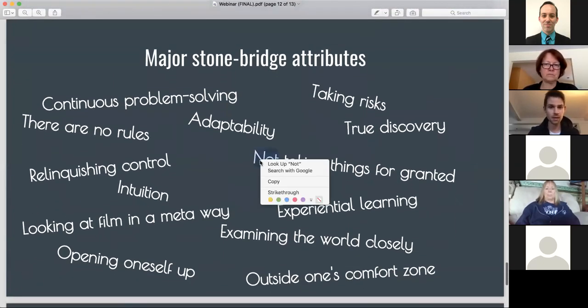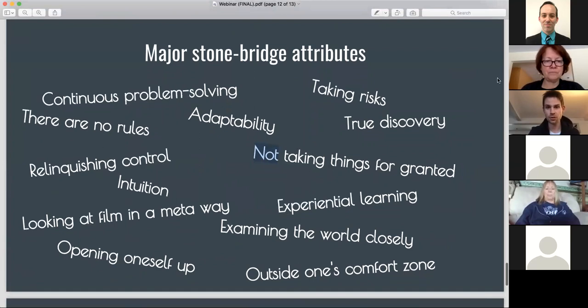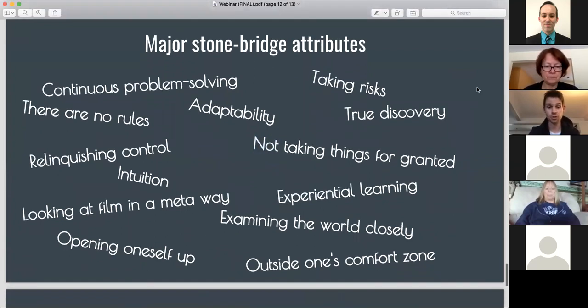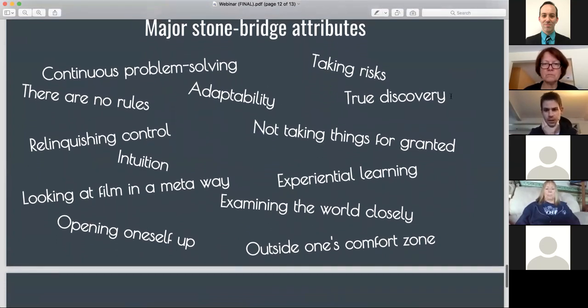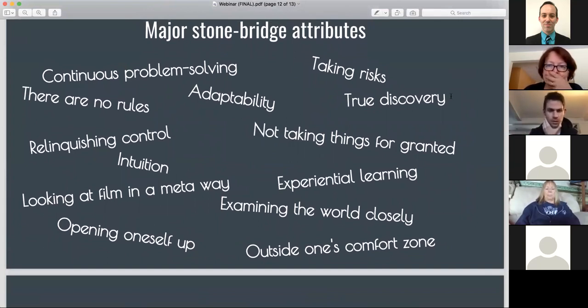So finally, this is my last slide. These are just some major kind of Stonebridge attributes, some of which, of course, appear in a more industry-centric kind of model, but continuous problem solving, taking risks, stepping outside your comfort zone, opening yourself up, examining the world more closely, relinquishing control, that's a really, really big one. And that's how it, of course, connects to Japan. Looking at film in a meta way. So you're not trying to get your students to make good films. You're in a sense zooming out. And you still have film at the center, but you're looking at the bigger picture.